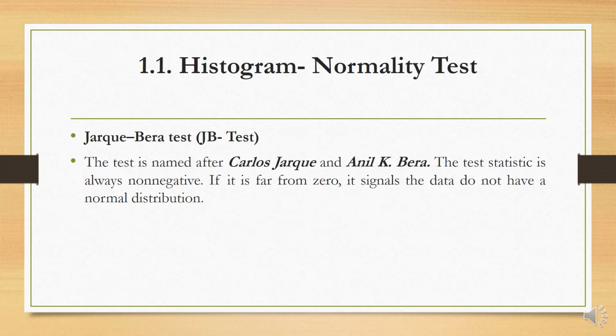So the starting point is the histogram or the normality test. To check the normality, the first test is the Jarque-Bera test or JB test. The test is named after Carlos Jarque and Anil Bera. The test statistic is always non-negative. If it is far from zero, it signals that the data do not have a normal distribution.